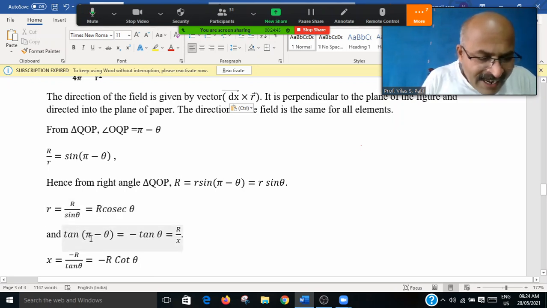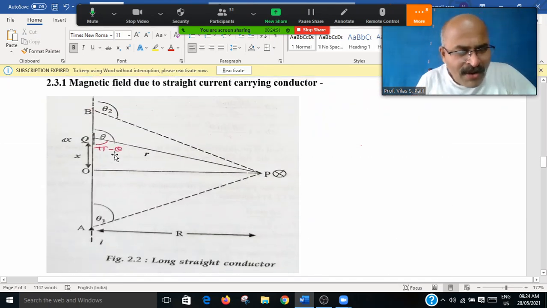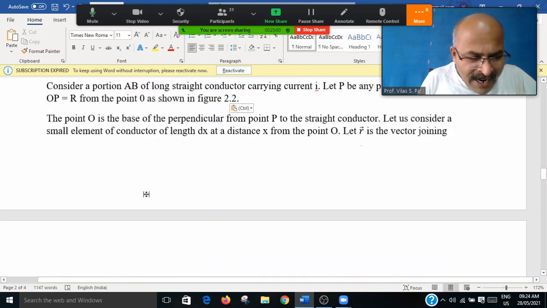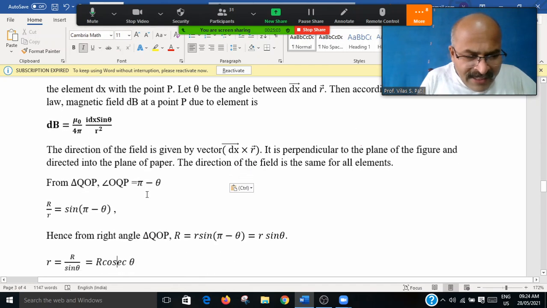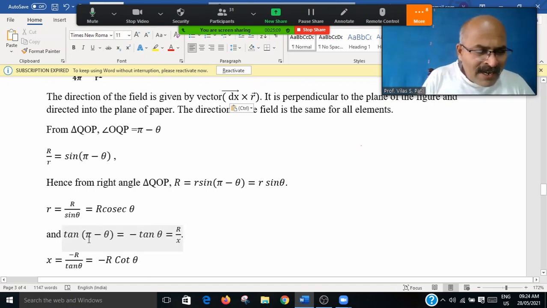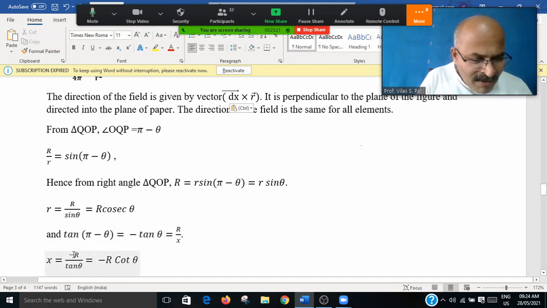जर आपण टॅन थिटा घेतला, टॅन थिटा म्हणजे काय होईल बघा, समोरील बाजू भागिले लगतची बाजू, म्हणजे आर बाय एक्स येईल. इथं काय आलं बघा, tan theta is equal to r by x. tan ऑफ पाय मायनस थिटा म्हणजे मायनस टॅन थिटा म्हणजे आर बाय एक्स आलं. मित्रांनो, म्हणजे एक्स बरोबर मायनस आर डिवायडेड बाय टॅन थिटा आलं. मायनस आर 1/टॅन थिटा म्हणजे कॉट थिटा आहे, मायनस आर इंटू कॉट थिटा आलं.